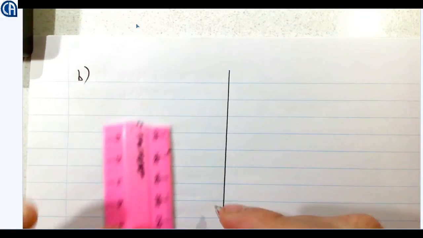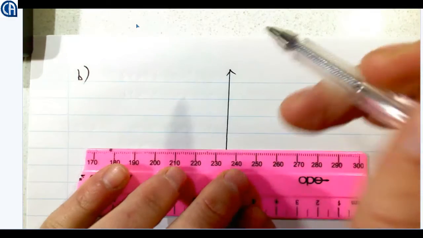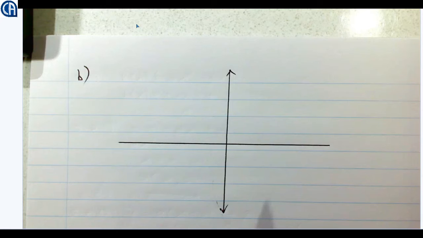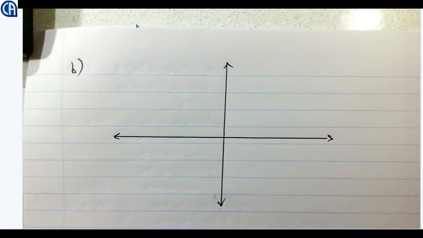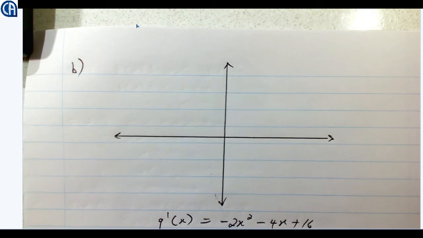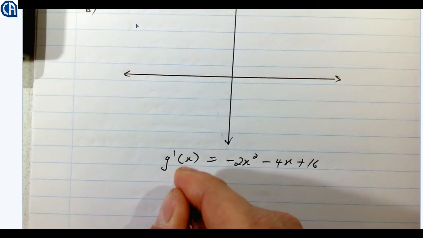Okay, now sketch the graph of g, clearly showing the x values of the turning point as well as the points of inflection. Alright, let's just quickly draw axes there. We know that the derivative is equal to minus 2x squared minus 4x plus 16. So at the turning point, the derivative is equal to 0.